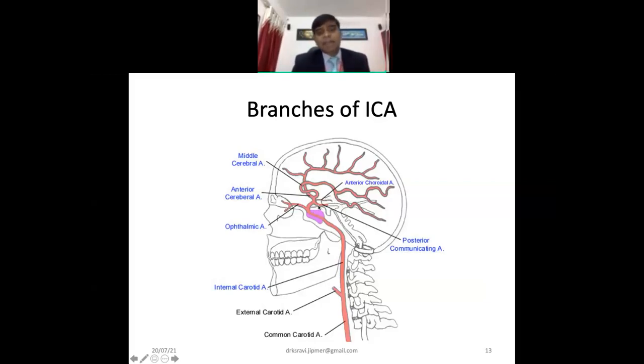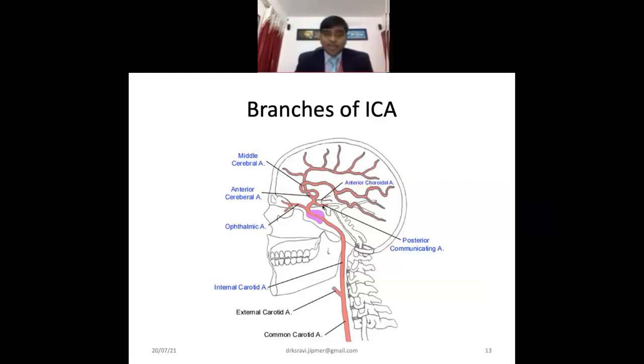The third branch, if you can appreciate over here, is the posterior communicating artery. The name itself suggests it will go towards the posterior aspect, and this posterior communicating artery will communicate with the posterior system. That is, when we see the basilar artery, it divides into two, the right and left posterior cerebral arteries. So this posterior communicating artery will communicate with the posterior cerebral artery of the vertebrobasilar system, right? So one, we have the ophthalmic artery. Another, the posterior communicating artery. The third one, I said, is the anterior choroidal artery.